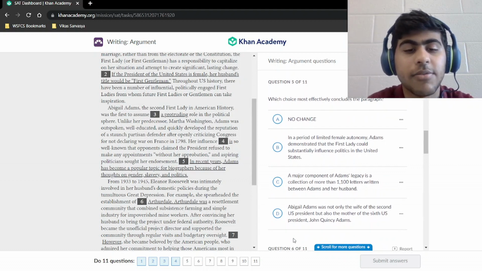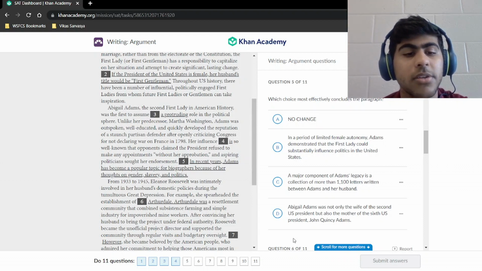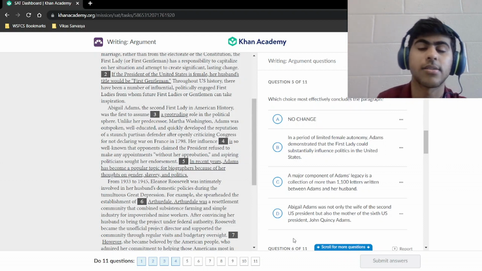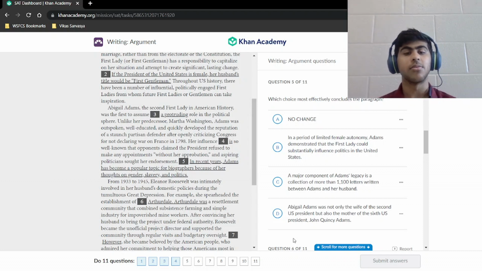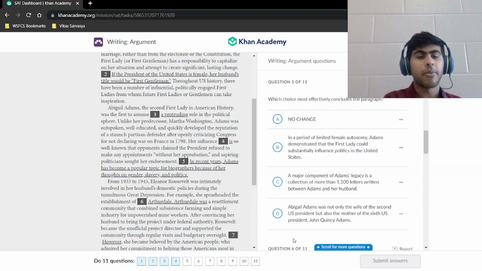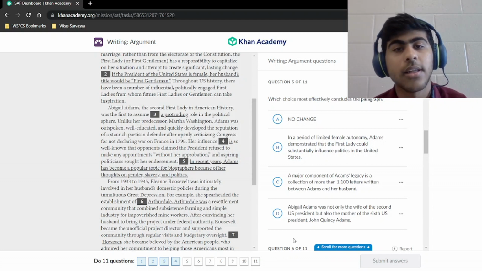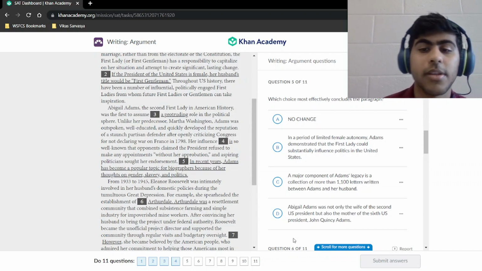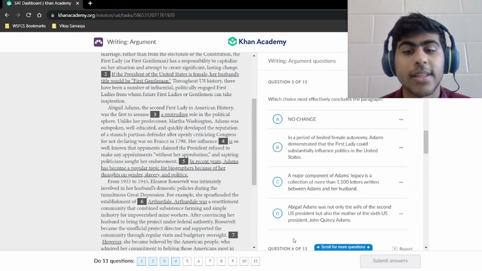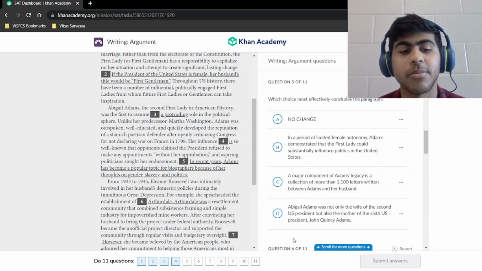Question 5. In recent years, Adams has become a popular topic for biographers because of her thoughts on gender, slavery, and politics. And we're asked for which choice most effectively concludes the paragraph. Well, we can see that the next paragraph is talking about Eleanor Roosevelt, so we're continuing talking about what first ladies have done, right? So essentially, what we want to do right now is set the tone for continuing that substantial influence of the first lady, right? So that's what we're trying to do with that end of the paragraph. Saying in recent years, Adams has become a popular topic for biographers because of her thoughts doesn't really say anything about what her influence is or what she's done.